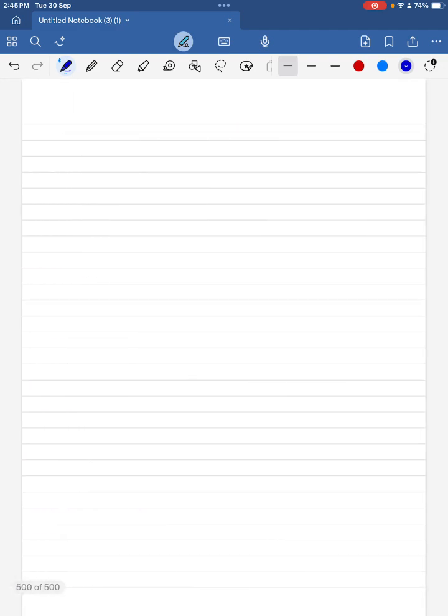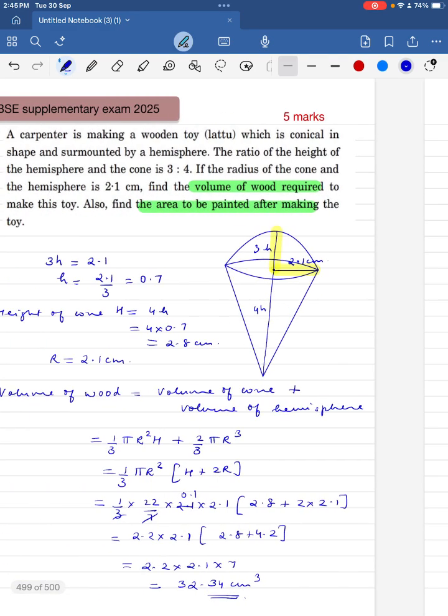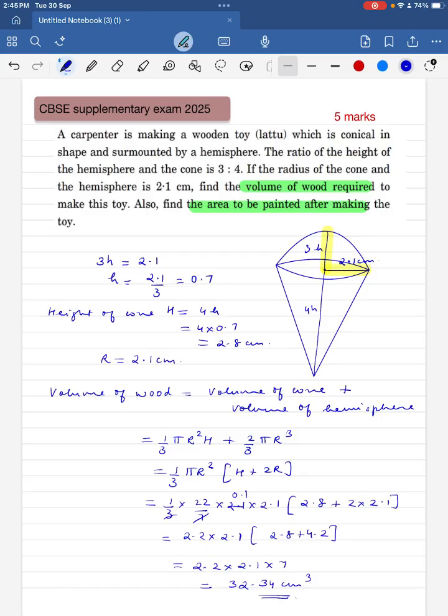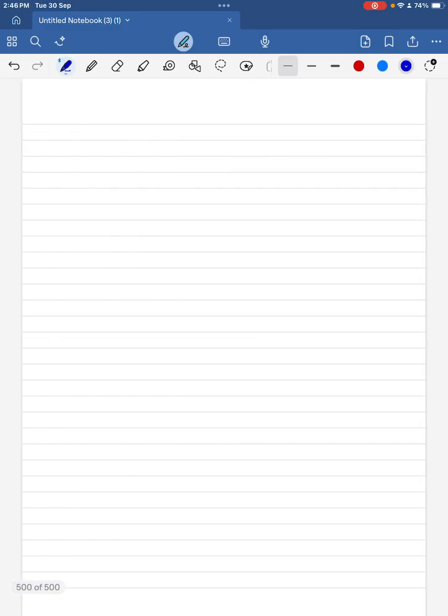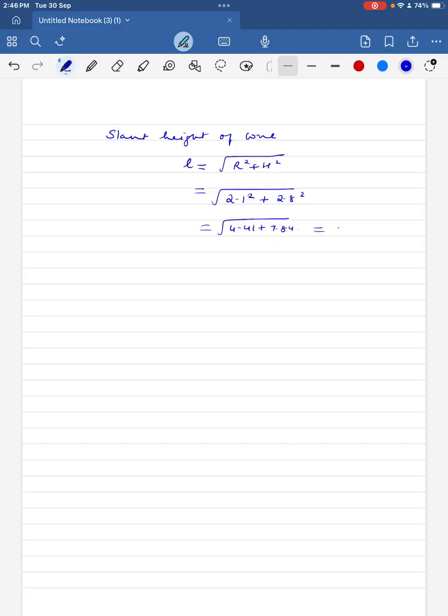Now we also need to calculate the total surface area, because we need to find out the area to be painted after making the toy, and that means we need to find the total surface area of the toy. So for that, first let's find out the slant height of the cone, because we need that in the formula. Slant height of cone can be found using the formula L is equal to root of r squared plus h squared, and that's equal to root of 2.1 squared plus 2.8 squared, so that's equal to 4.41 plus 7.84, and the root of this will be 3.5 centimeters.